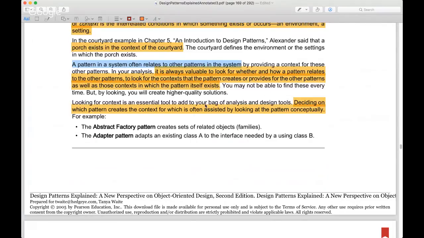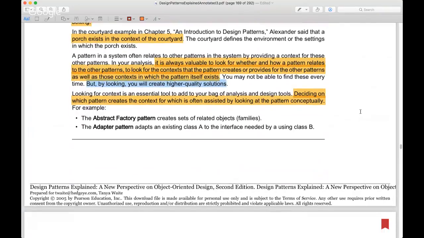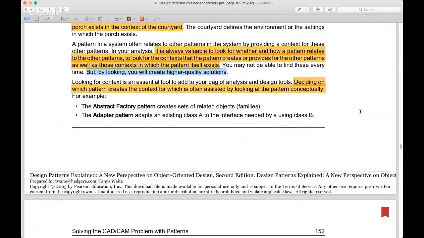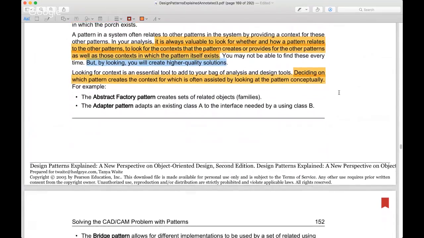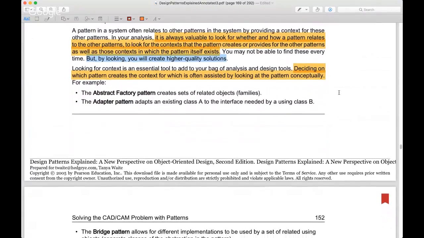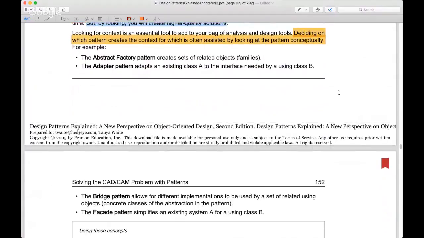We may not be able to find these every time, but this increases your odds and you'll get a higher quality solution. So looking for the context is an essential tool to add to your bag of analysis of designs. Deciding on what pattern creates context for other patterns is key.